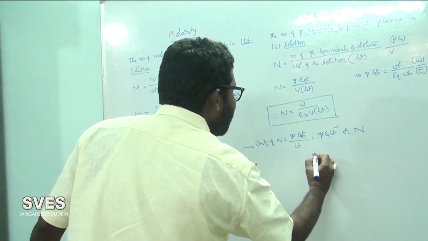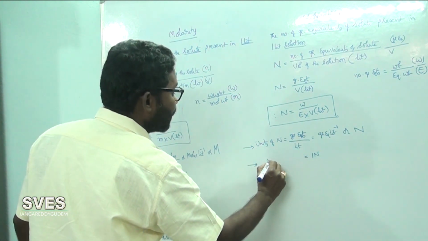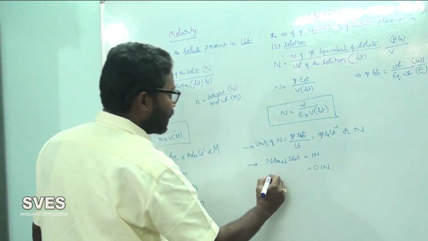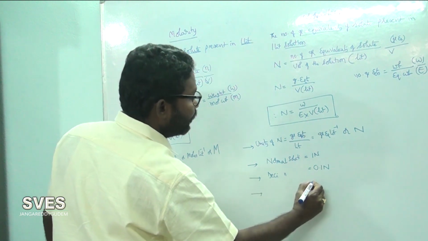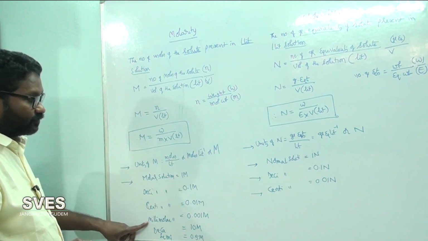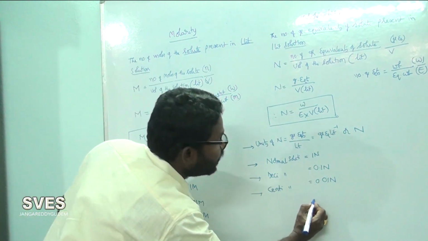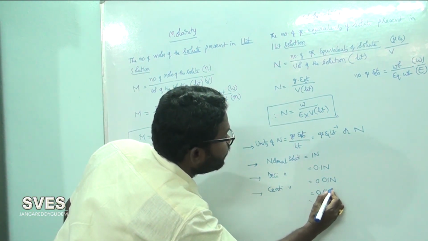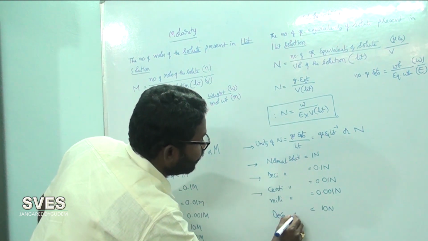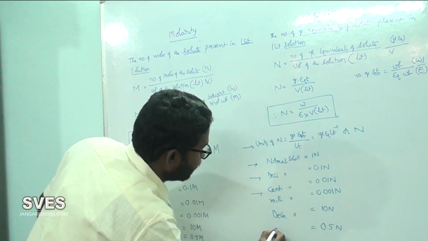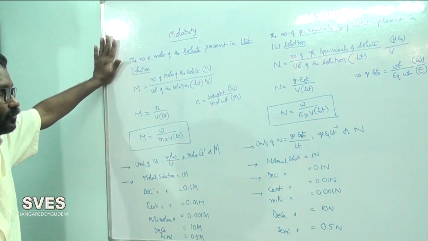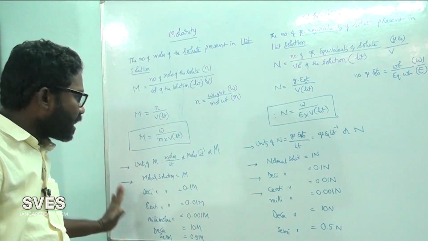Likewise, if the normality of the solution is 1 normal, what is it called? Normal solution. If the normality is 0.1 normal, this is decinormal. If it is 0.01 normal, centinormal. Here molar, here normal. If it is 0.001 normal, millinormal solution. If it is 10 normal, decanormal. If it is 0.5 normal, seminormal. This is the regular comparison from definition to different varieties.